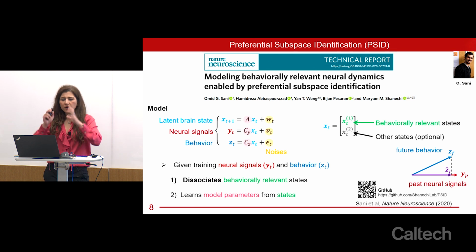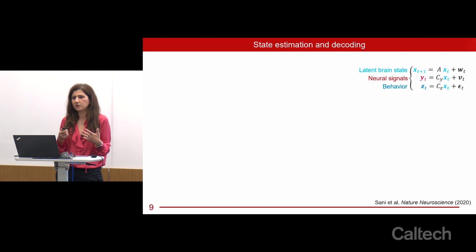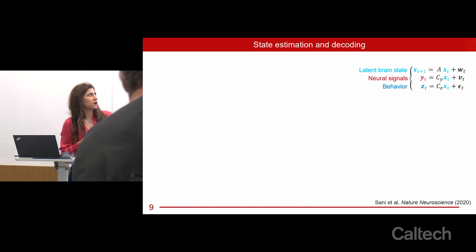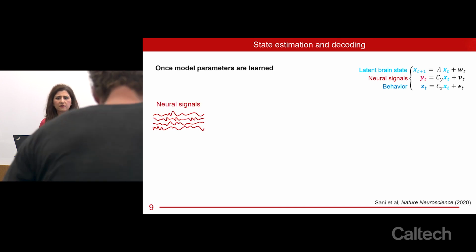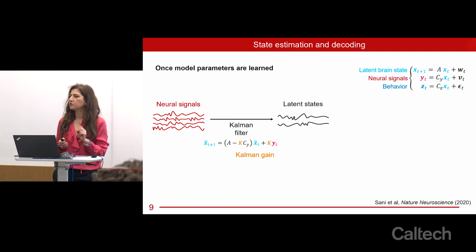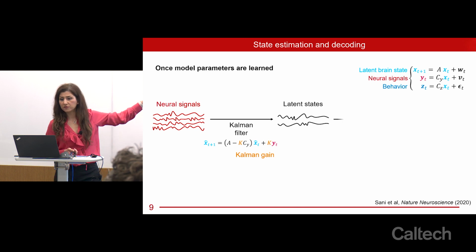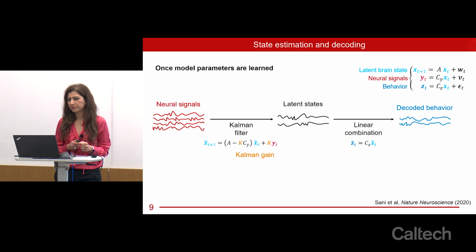OK, so once we fit this, the good thing is the extraction of latent state in a new data set has nothing to do with behavior. So essentially what you do, you take the first two lines and write the corresponding inference algorithm, which is just a simple, efficient, quick Kalman filter with parameters that are specified by PSID. You just operate on neural signal, you get your latent state, and then you can, from that, decode behavior.